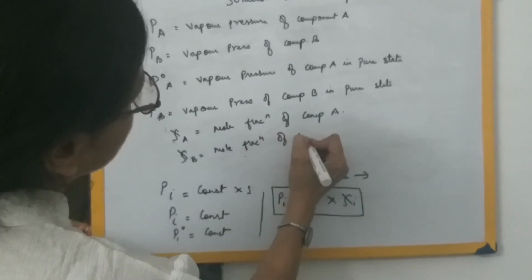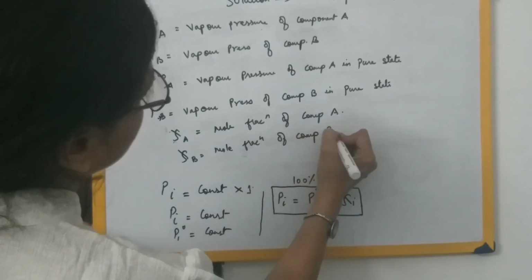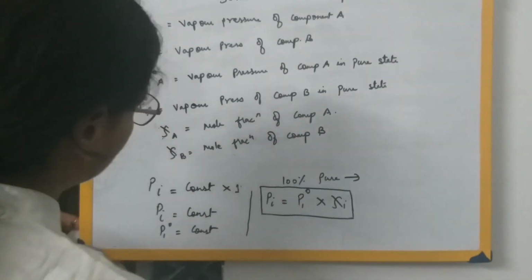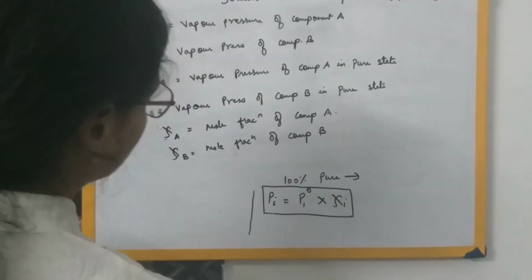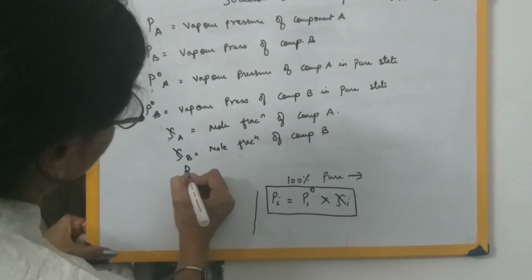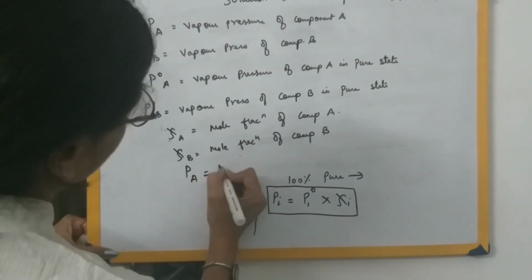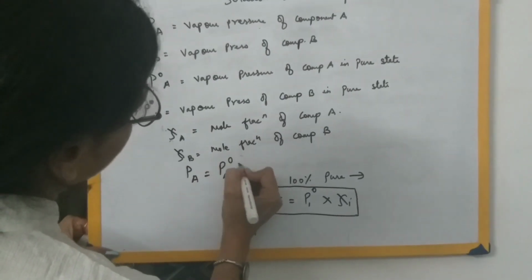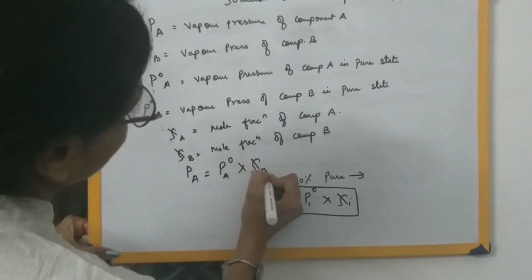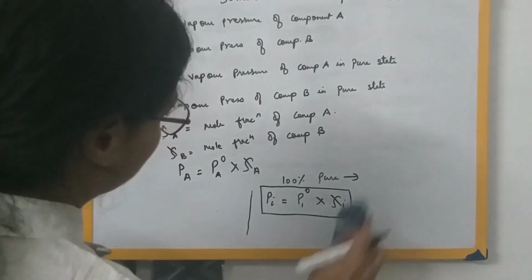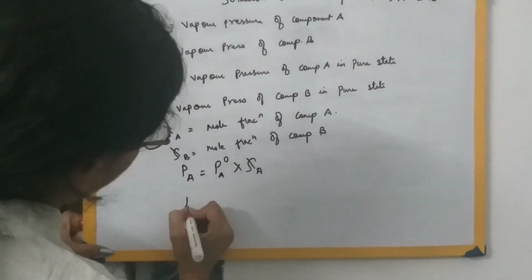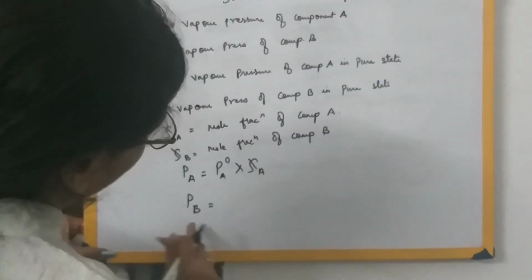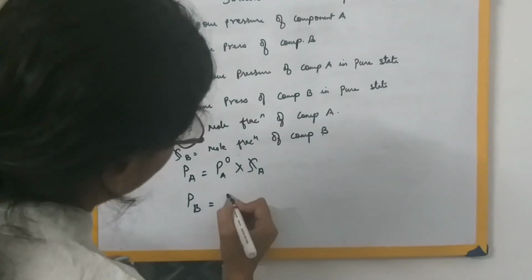So according to this equation, what will this take the form now? Look here, PA will be P0A into chi A. Therefore, PB, that is the vapor pressure due to B, will be what?